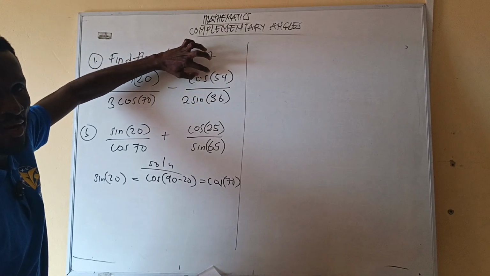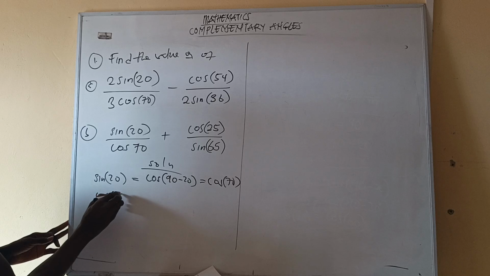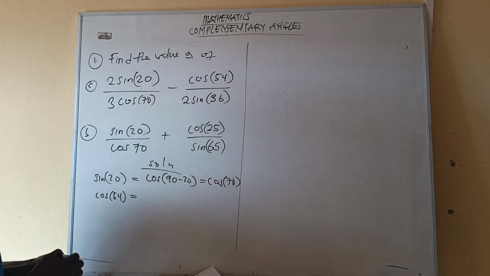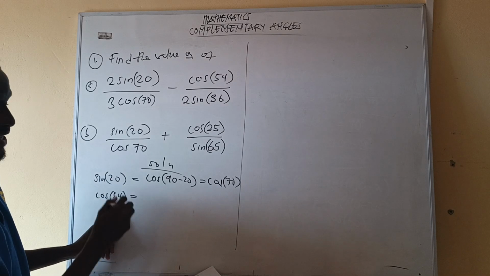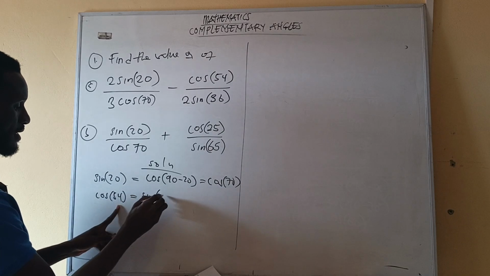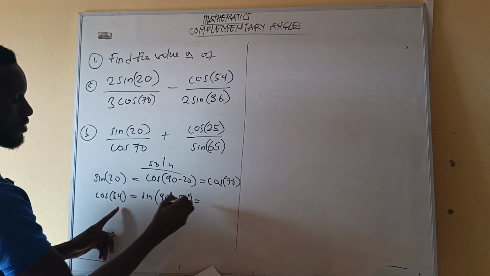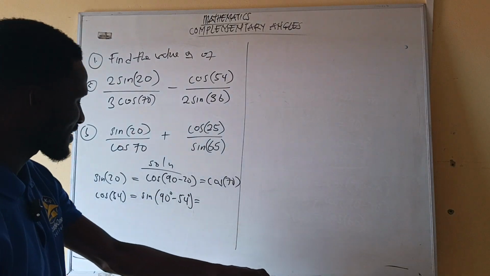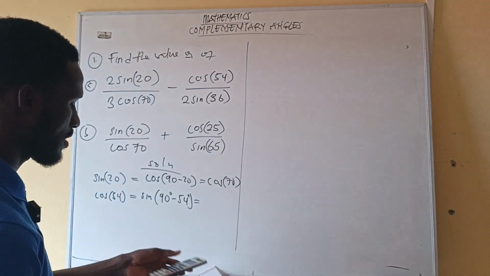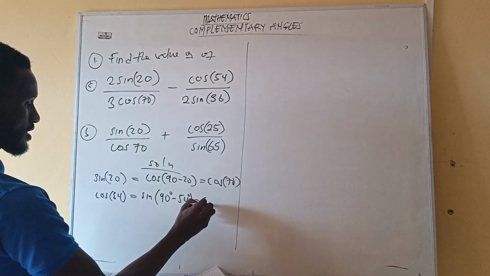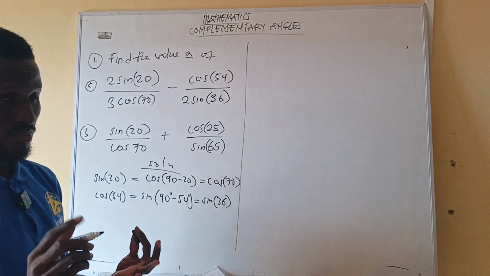Now, when we come here, we can also change any of them. Let me change the cos rather to sine. Now, I'm going to change cos 54 to sine. How do I change this one to sine? I need to subtract this one from 90 degrees. So the same as sine of 90 minus the angle 54. Don't forget. 90 minus 54, what are you going to get? You're going to get 36. So this one is the same as sine 36. You see how simple it is?